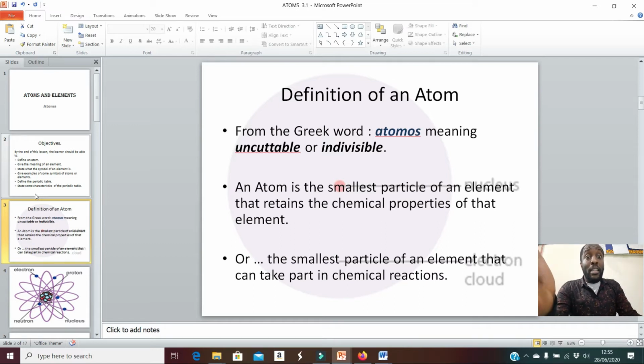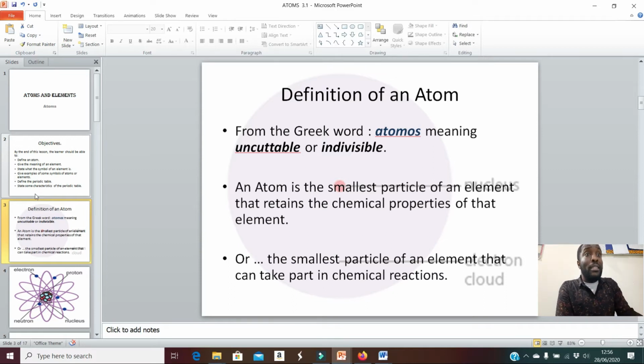And scientists came up with a new definition of an atom, where an atom is described as the smallest particle of an element that can take part in a chemical reaction. Another definition of an atom can be that it is the smallest particle of an element that retains the chemical properties of that element. So be very careful with these two definitions.